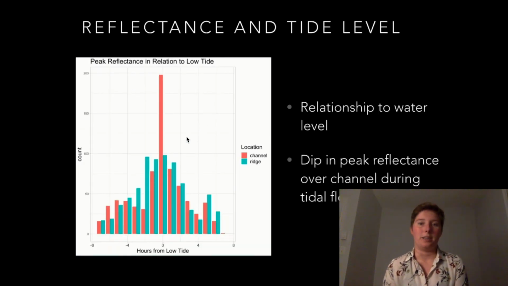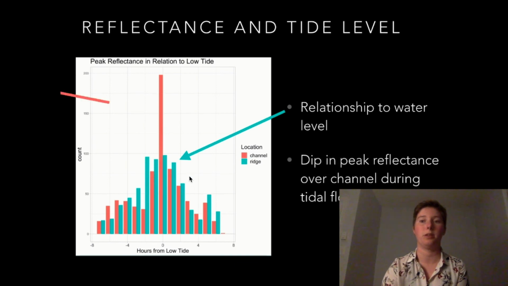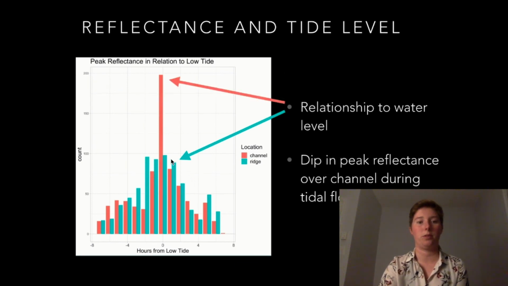Now, I just have a couple more slides at this point. This slide is really showing 2 locations, one point over the channel and one point over the ridge for all 83 days that I'm currently studying, and all the images over those days. And we're seeing here what peak reflectance on each of those days is, where it is in the tidal cycle, so the hours from low tide in this graph. Now, there's definitely a relationship to the water level here. Both the ridge and the channel appear to have a rise in the level of suspended sediment at the surface when there's a lower water level in general.